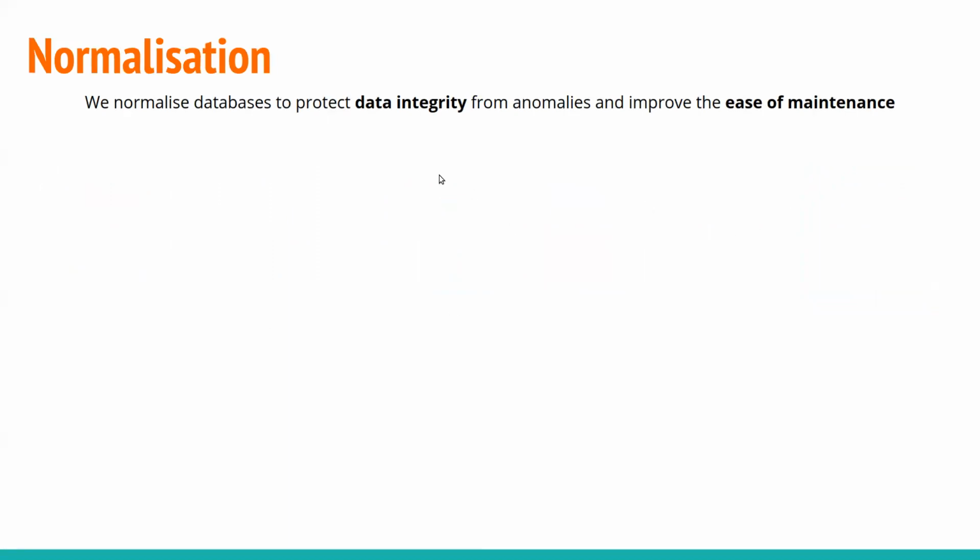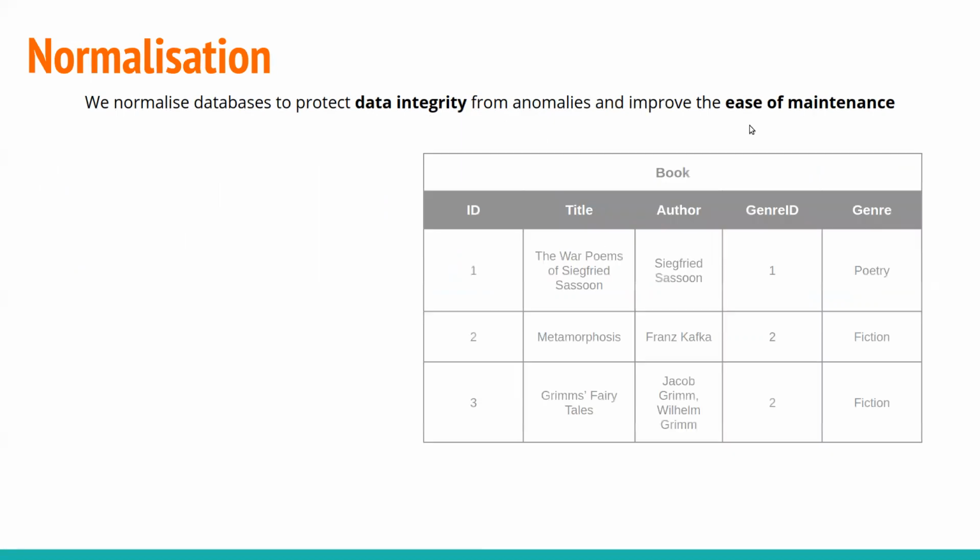Why do we normalize the database? For two reasons. It protects the data's integrity and it improves the ease of maintenance. The thing that we protect our data integrity from are called anomalies. That's a very abstract understanding, but we can dive into this properly.